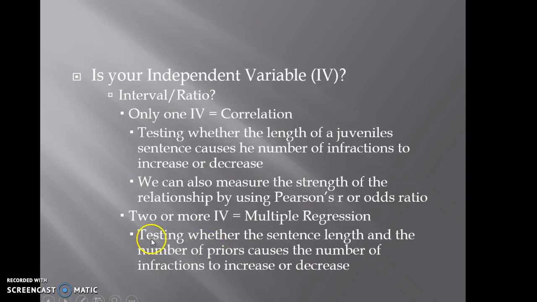So again, you're testing 2 independent variables. The independent variables are sentence length and number of priors. So do both of these independent variables cause the number of infractions to increase or decrease? Again, you can measure the strength of this relationship between these variables by using Pearson's R or odds ratio. And remember again, if one goes up and the other goes down, it's what type of relationship? I hope you said negative.